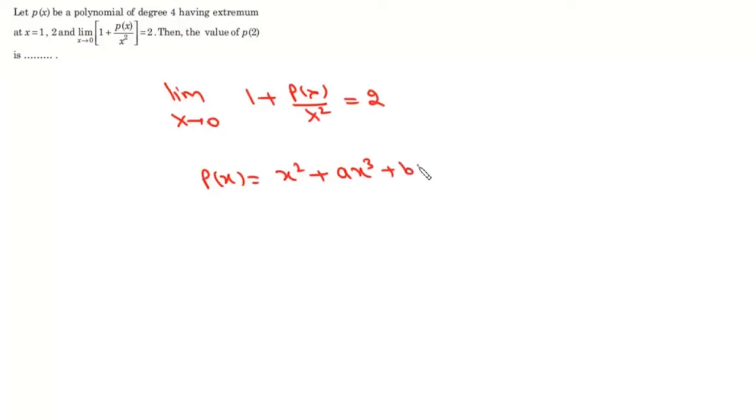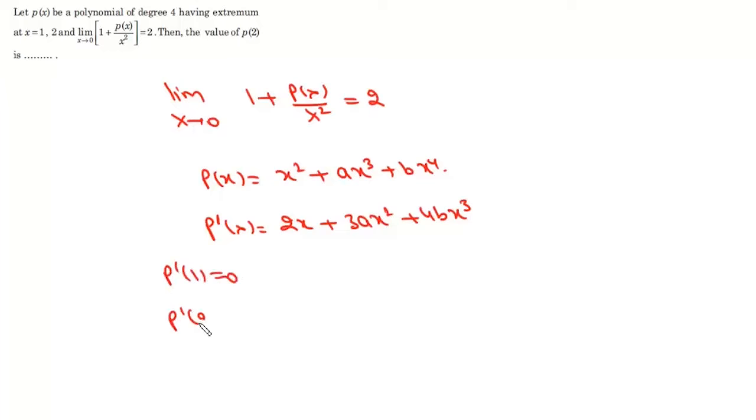Now here the question is, let P(x) be a polynomial of degree 4 having extremum at 1 and 2. And it says limit x tends to 0, 1 plus P(x) upon x square is equal to 2. Now if 1 plus P(x) upon x square is equal to 2, that means minimum power of x in P(x) must be x square and its coefficient must be 1. So it will be this x square, then a x cube plus b x to the power 4. Now if we find p dash x it will be 2x plus 3a x square plus 4b x cube. Now p dash 1 is 0 and p dash 2 is 0.